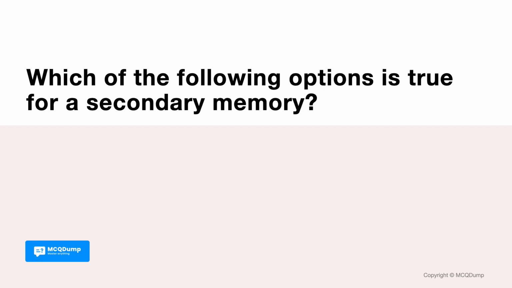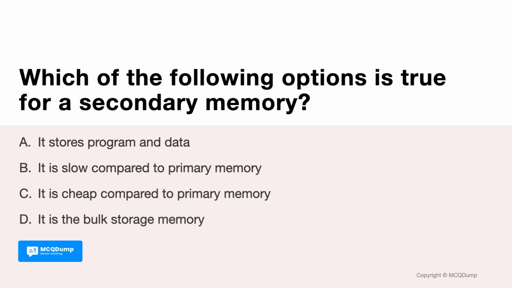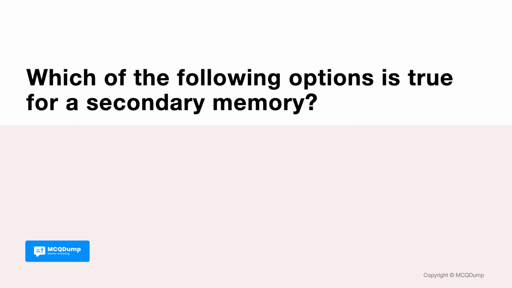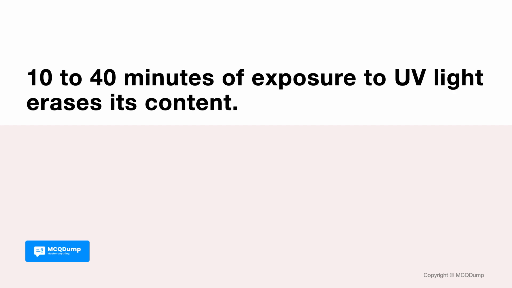Which of the following options is true for a secondary memory? Options are A. It stores program and data. B. It is slow compared to primary memory. C. It is cheap compared to primary memory. And D. It is the bulk storage memory. Answer is all of the options are true.